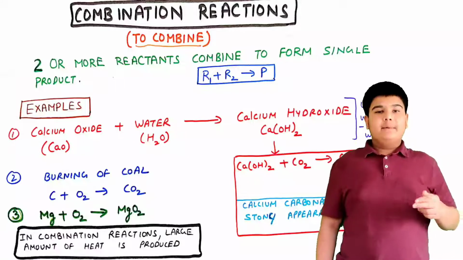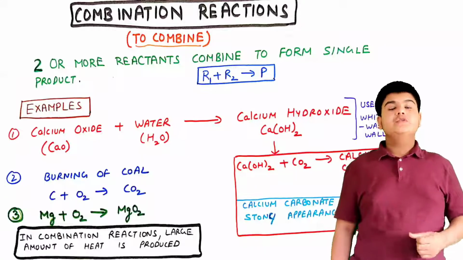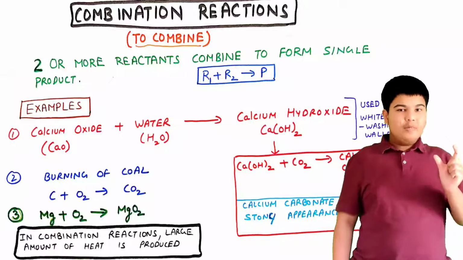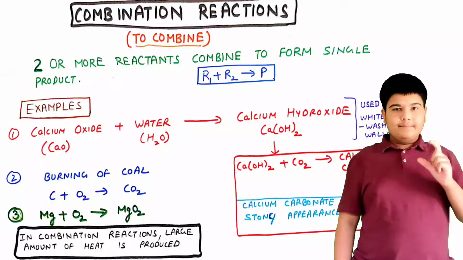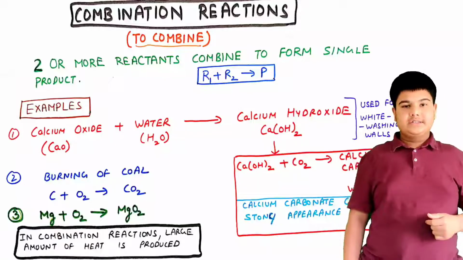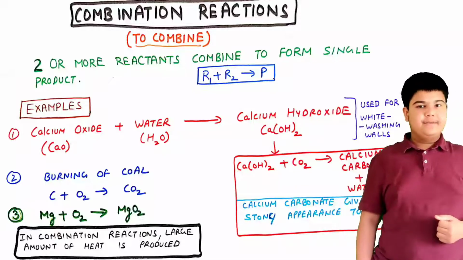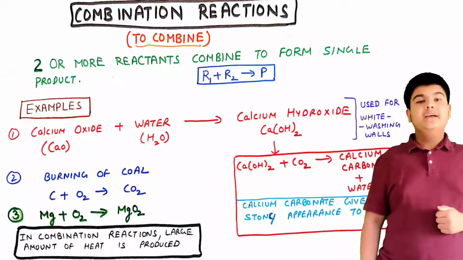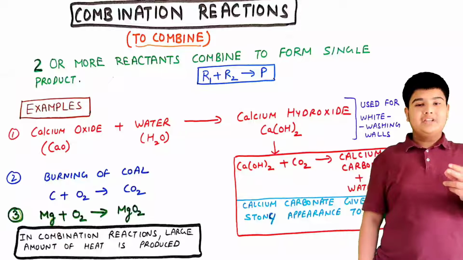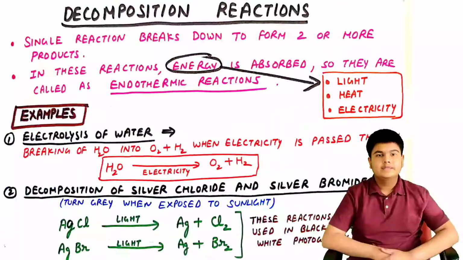In all of the above reactions, a large amount of heat is released. Such reactions are known as exothermic reactions. Exo means releasing and thermic means heat. So exothermic means heat releasing reactions. Another example of exothermic reactions would be the burning of magnesium ribbon, which I have also discussed in my first video. In this reaction, magnesium and oxygen react to form magnesium oxide and a lot of heat is released.